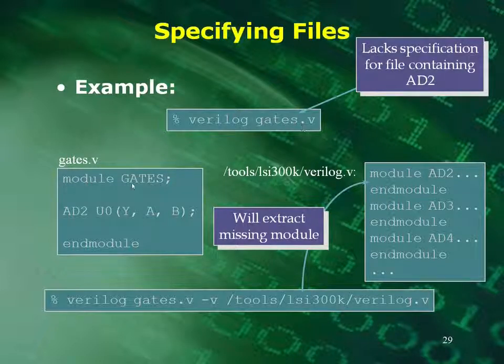Here we compiled the gates.v, and here we've called this particular add to module. And in this particular path, there's a file called verilog.v, or it could be any other .v file. I could say all my verilog.v. And in there are all these different modules for all these different things, and it'll extract just the one that's needed, in this case, the AD2. And here's the command line to do that.